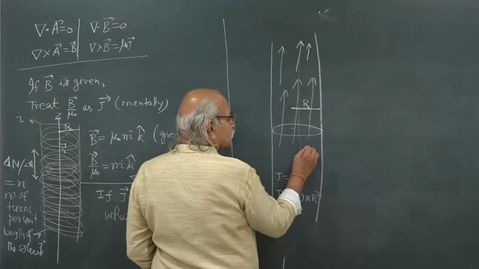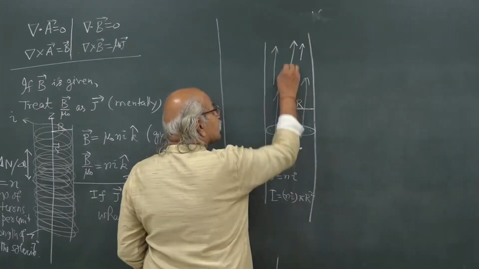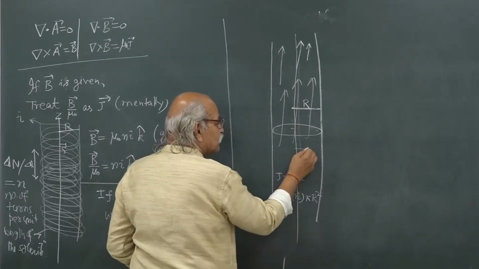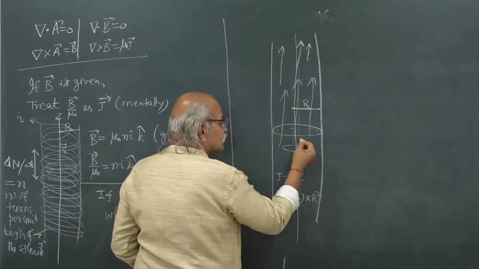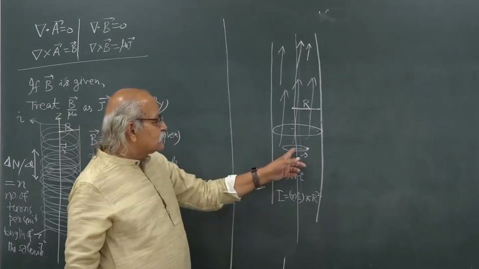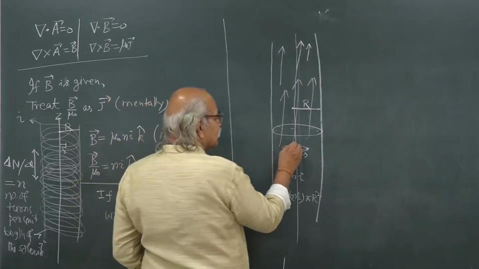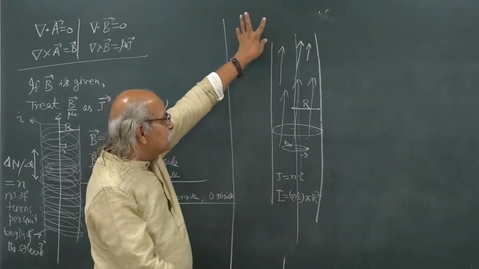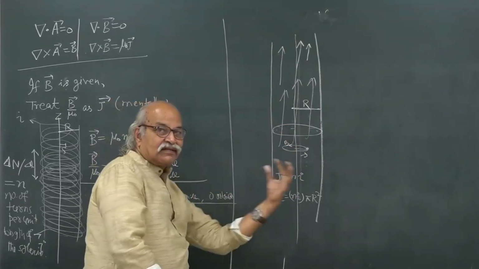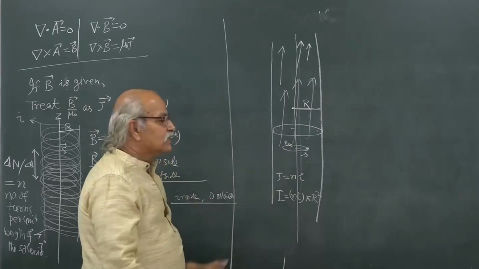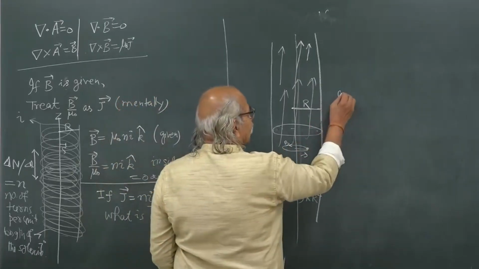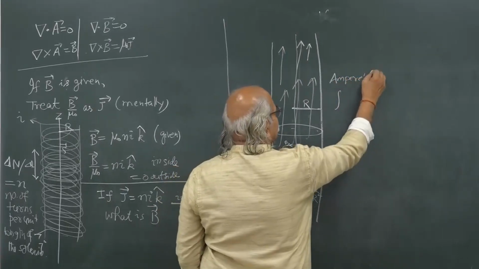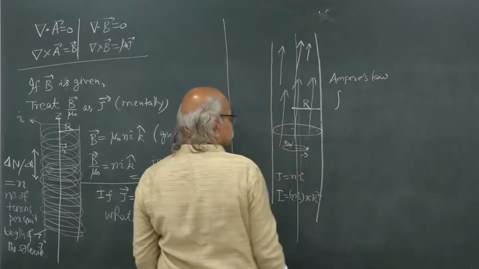If you do not remember, suppose you are somewhere here at a distance s from the axis. We will just take a circular loop here with this radius, and the magnetic field is in phi cap direction if the current is in z cap direction. So use Ampere's law, that is how we derived it earlier.